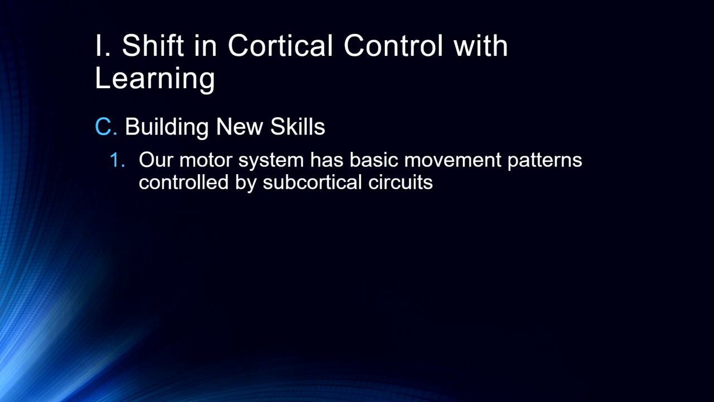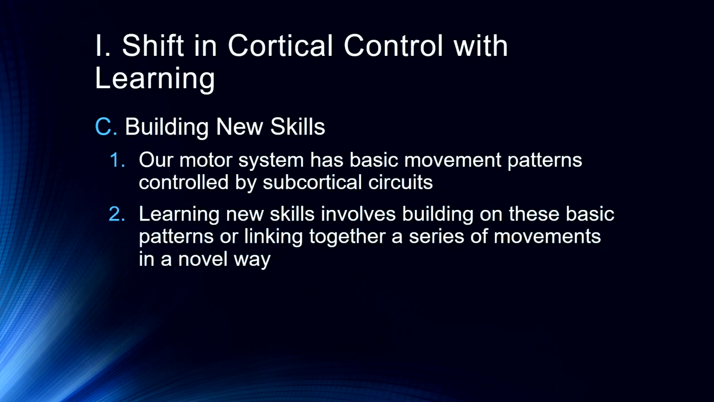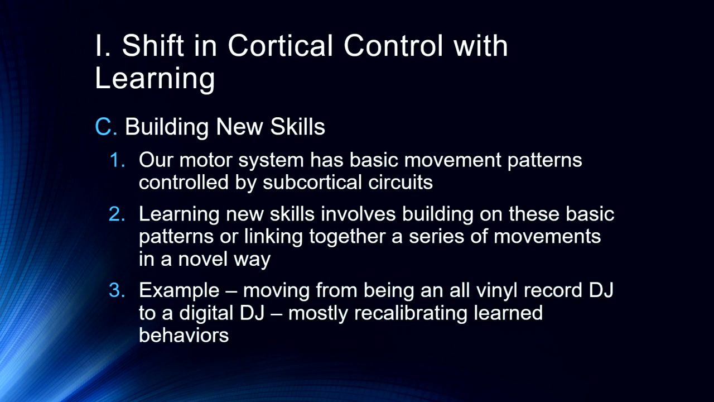So our motor system has basic movement patterns that are controlled by subcortical circuits. When we want to build a new skill, we take things we already know how to do, and then we adapt those. Basically, learning new skills involves building on those basic patterns or linking together a series of movements in a novel way. If you're trying to learn how to pitch fast-pitch softball versus slow-pitch softball, you probably have some of those motor sequences down. You just need to adapt them. Similarly, if you're going to go from kickball to bowling, similar motor plans and motor sequences, but they're going to have to be adapted because they're very different types of motor sequences.